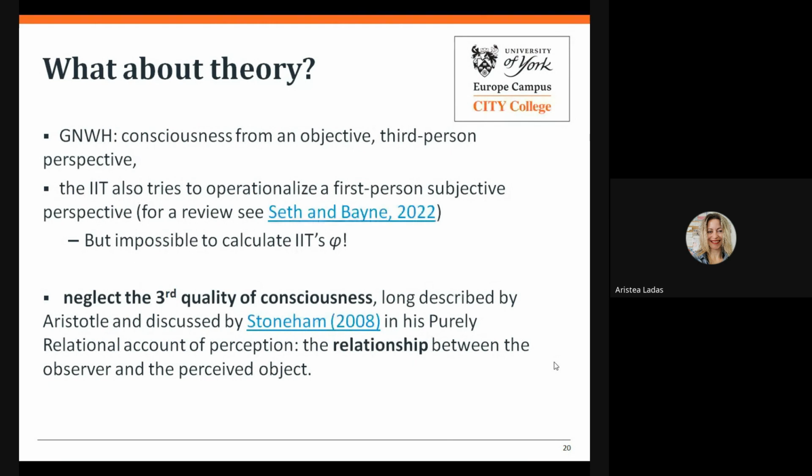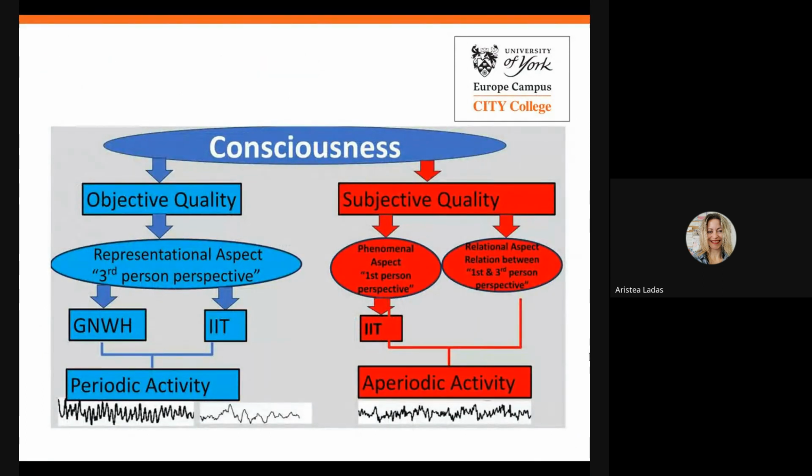And overall, both of them neglect the third quality of consciousness, long described by Aristotle and recently discussed by Stoneham, and that would be the relationship between the observer and the perceived object, which changes dramatically depending on the perceiver's state of consciousness. So we do believe that a periodic activity can provide us with valuable information about the neural correlates of consciousness to add upon the existing theories of the NCCs.